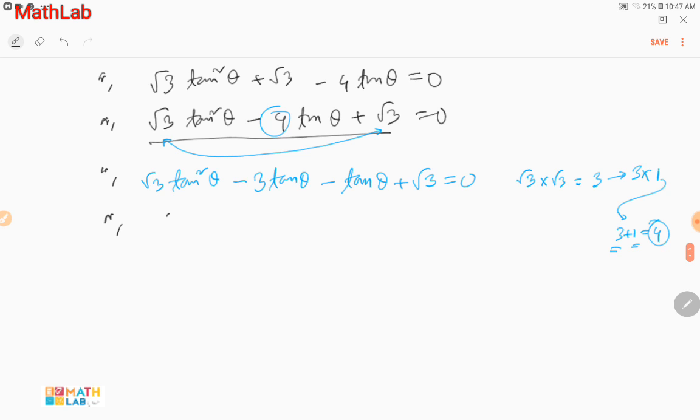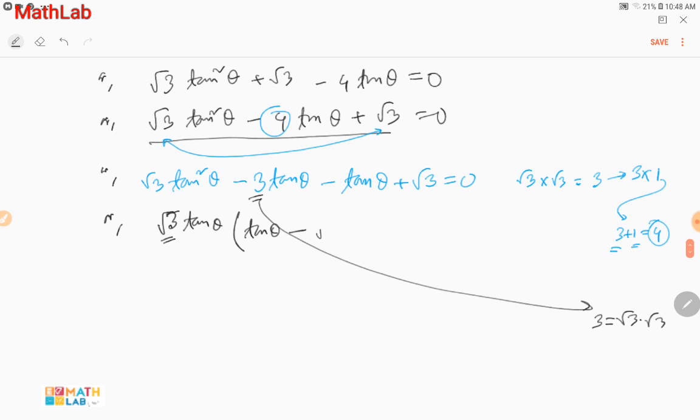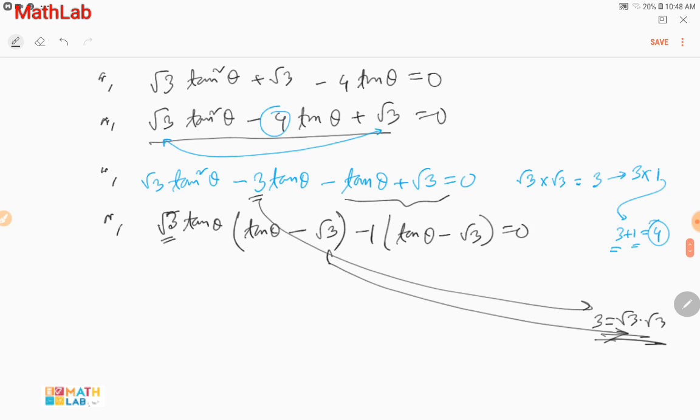Okay, we can take common root 3, because 3 equals root 3 into root 3, and tan theta. So we get root 3 tan theta minus, we take common root 3, so here will be another root 3 according to this one. Okay, and for the third and fourth term we take common minus 1, then we'll get tan theta minus root 3 equal 0. Then we'll get (tan theta minus root 3) and (root 3 tan theta minus 1) equal 0.